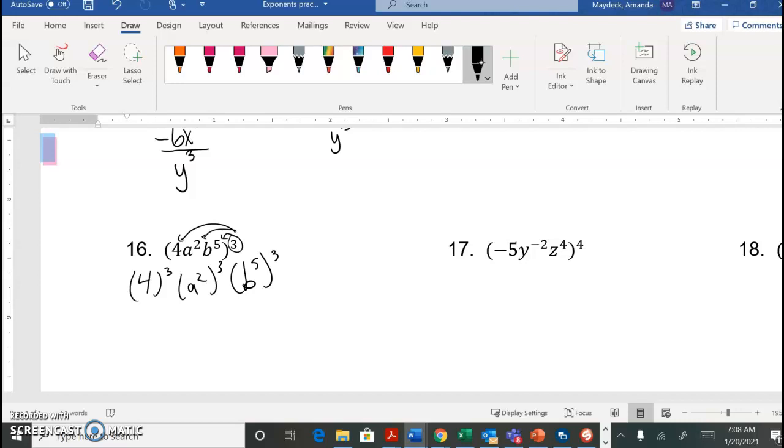So 4 to the power of 3 is 64. A squared to the power of 3, what you're doing is taking these exponents and multiplying, giving me a to the power of 6. And then for this last one, we're going to multiply the exponents. It's b to the power of 15, and that's as simplified as it can be.